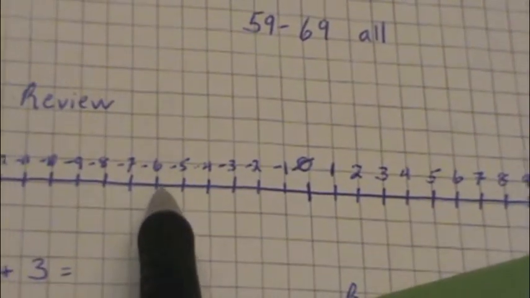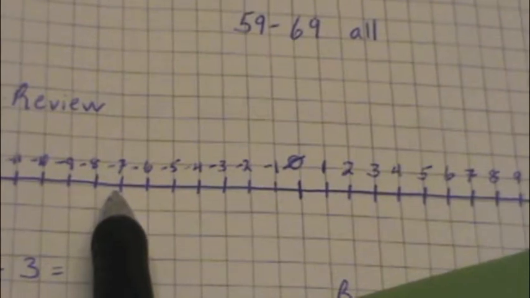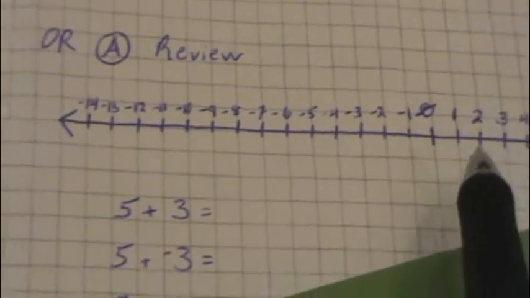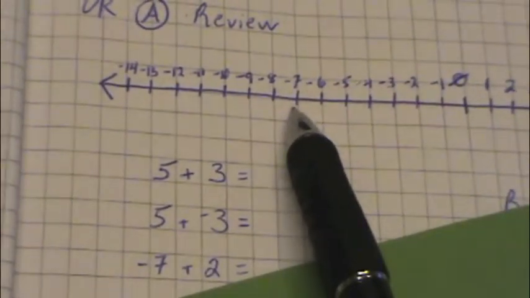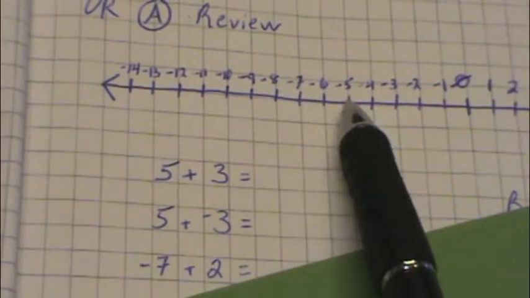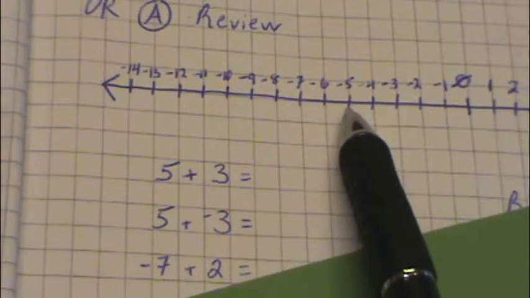-7 plus 2. Oh, you know what? That would help if I showed you the problem before I zoomed up here to the number line. There we go. -7, adding 2. 1, 2. We're still on the negative side of the number line. Our answer is -5.